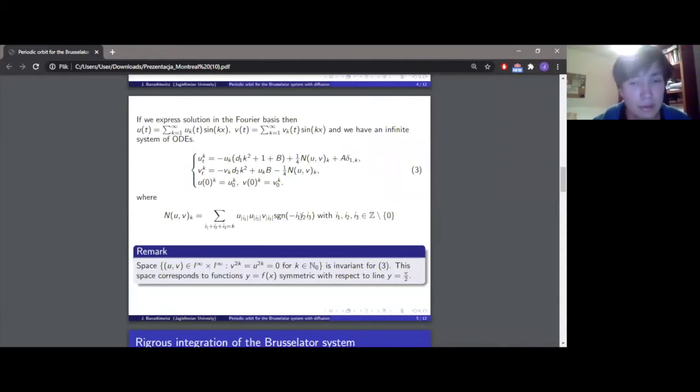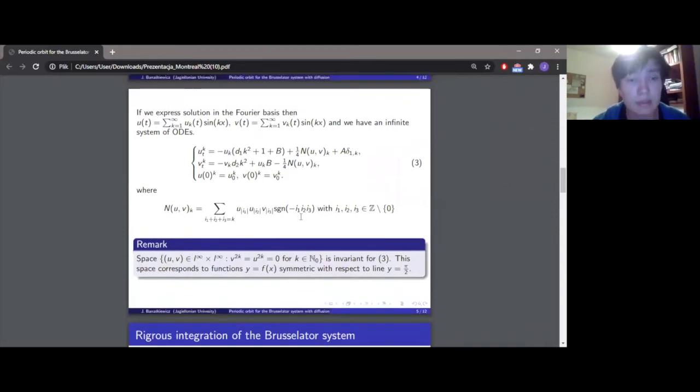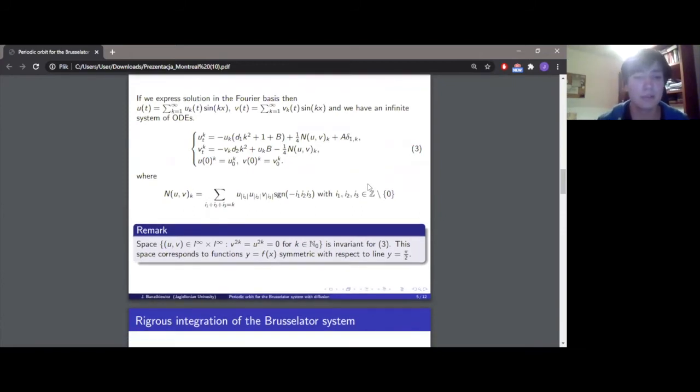The sign comes from the multiplication of indices. Let's make the following remark, which corresponds to this animation: the space for which the odd coefficients are equal to 0 is invariant for this problem. This is due to the forcing being only on the first mode. This corresponds to the space of functions which are symmetric with respect to the line y equal p half.